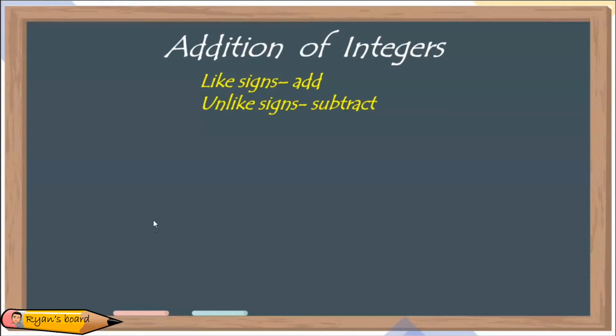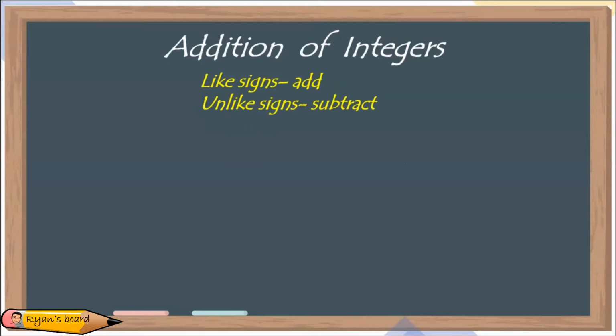We will discuss today an important topic in mathematics, the operations of integers, but today we will discuss addition and subtraction. Let us start with addition of integers. Here are the rules. When like signs, you just simply add the numbers, let's say positive plus positive or negative plus negative. When unlike signs, magkaiba ng sign, you simply subtract the numbers, let's say positive plus negative or negative plus positive.